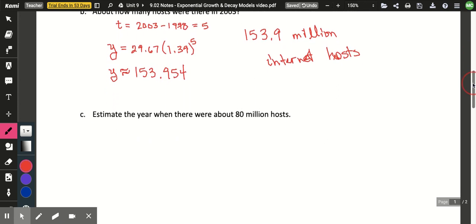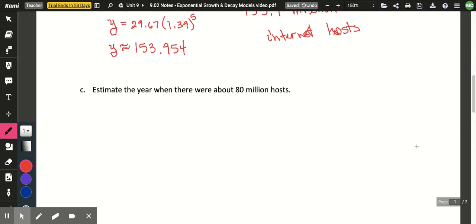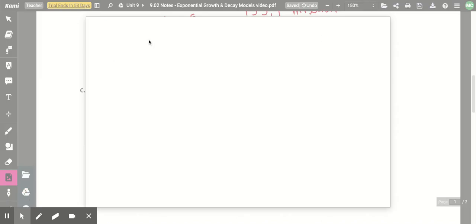Okay, so now we have one more question. The next question is estimate the year when there were about 80 million hosts. Now, once again, if we had our graphing calculators handy, I could show you how to do this pretty easily, but we don't. So we're going to do this by kind of a guess and check method.